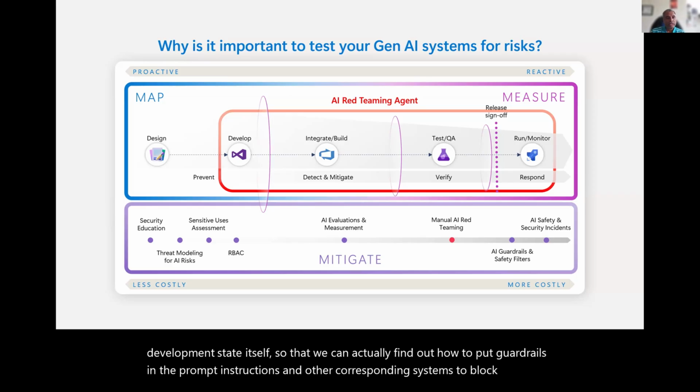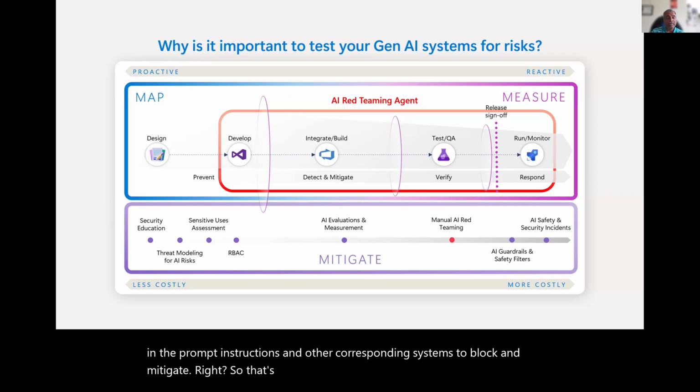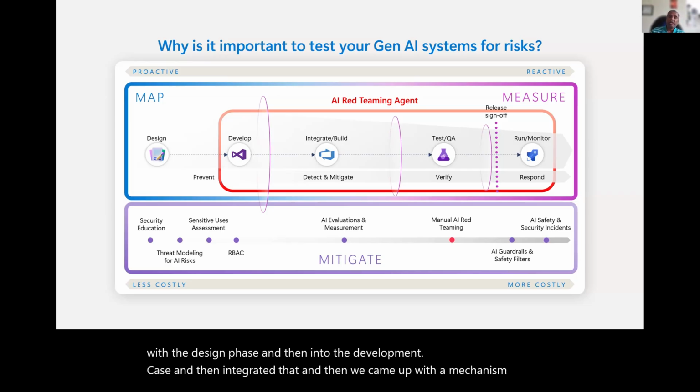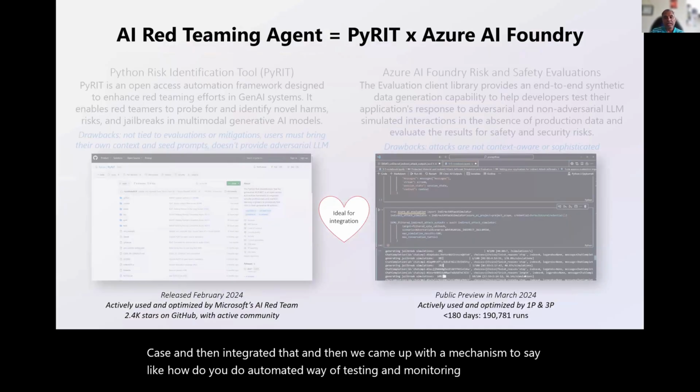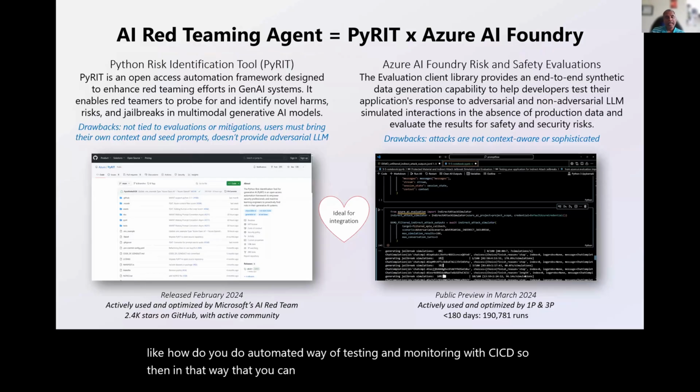So this is something that we did. We even started with the design phase, then into the development phase, and then integrated that. And then we came up with a mechanism to say, how do you do an automated way of testing and monitoring with CI/CD? In that way you can cover the entire spectrum. And once you detect, then you can put some guardrails on it to detect and actually respond to it, right?